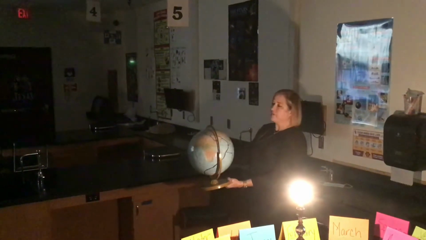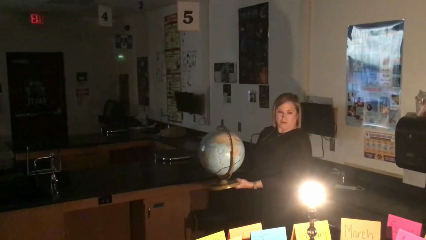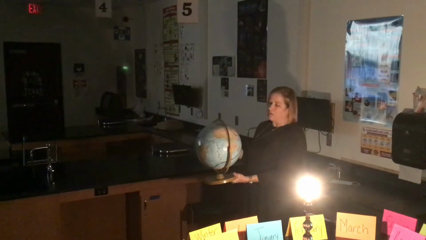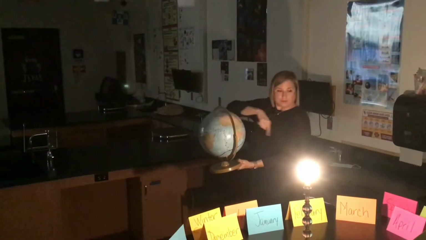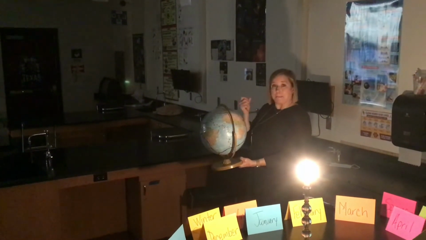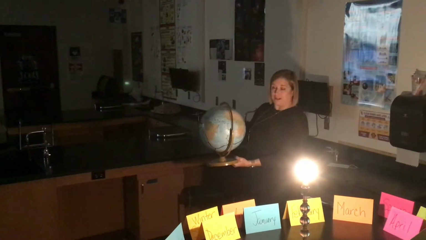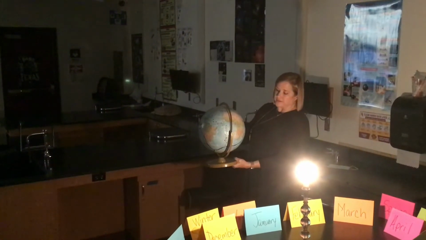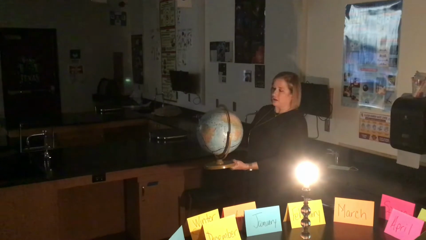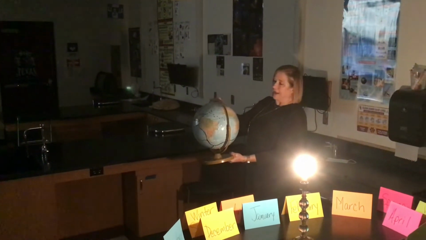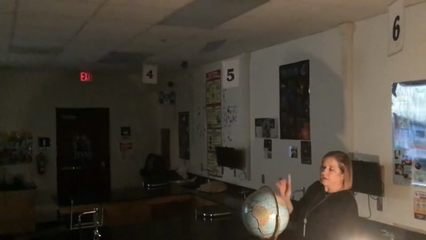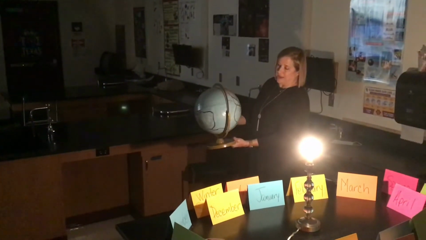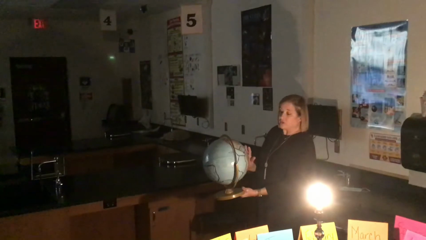Okay, so now we're going to model seasons. We're going to see how Earth's revolution around the sun combined with its tilt on its axis are the reason we have 4 distinct seasons on planet Earth. So you'll notice I have my axis pointed to the North Star. The key to this is to keep the axis pointed at the North Star. The North Star is a pole star. Earth's axis is always pointed at the North Star.